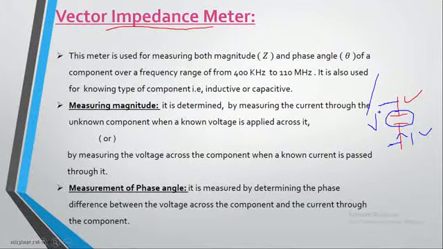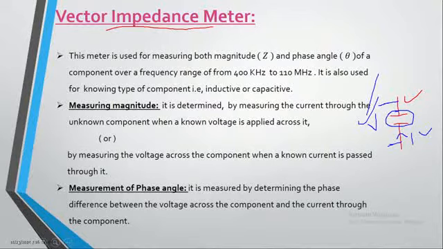One thing is I'm applying the known voltage and I'm calculating the current passing through this particular circuit. After that, I'm taking the ratio between these two. Then I can easily calculate the impedance of this particular element.